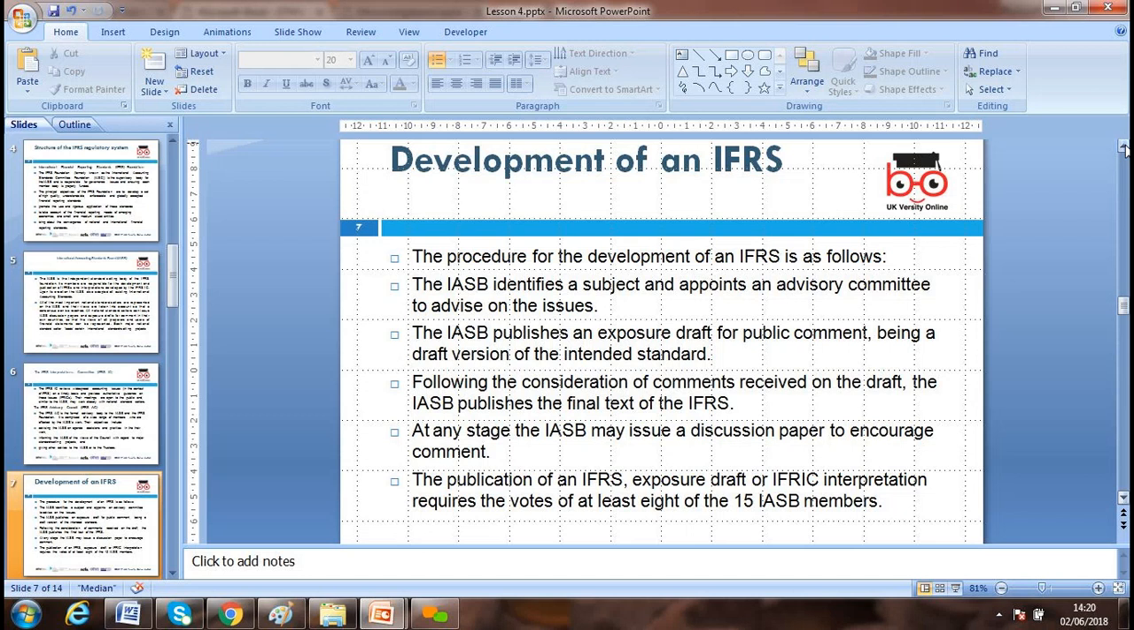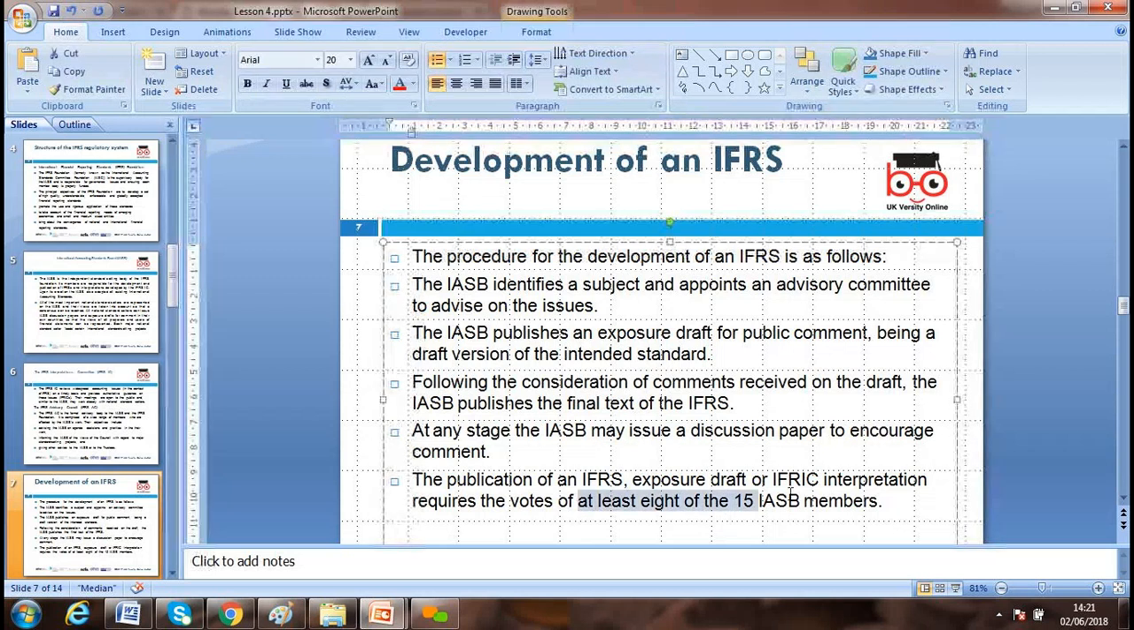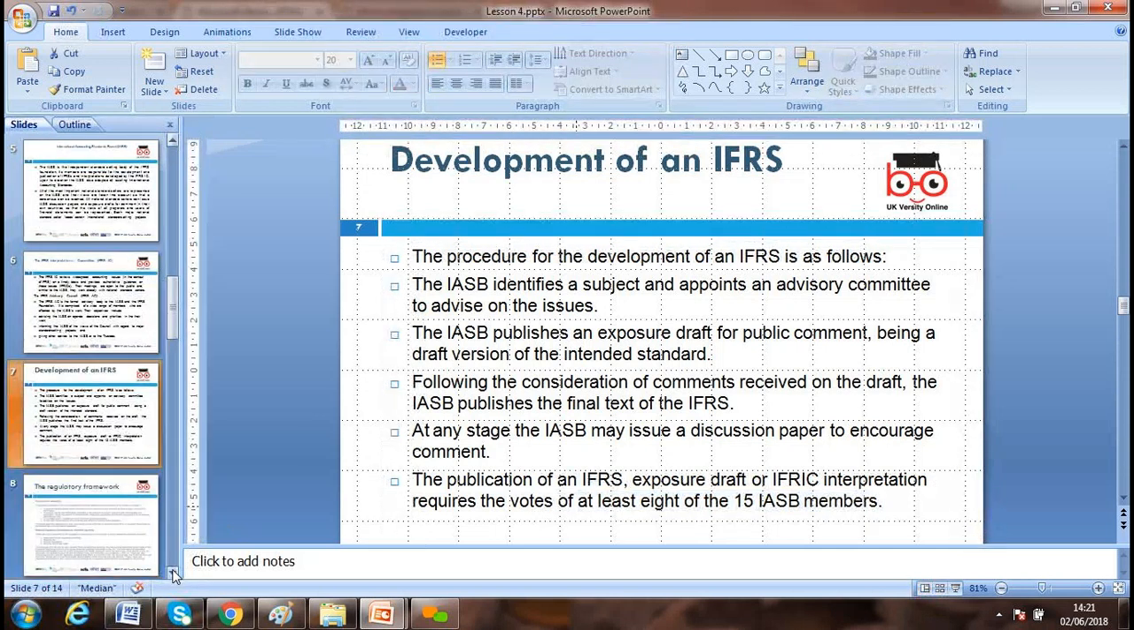At least eight of the 15 IASB members are needed. So if out of 15, eight members vote in favor that a new standard needs to be set up, then they set up the standard. Yes, the major countries agree that a new standard is required. Does it make sense? Yes. They do voting like in parliament voting.